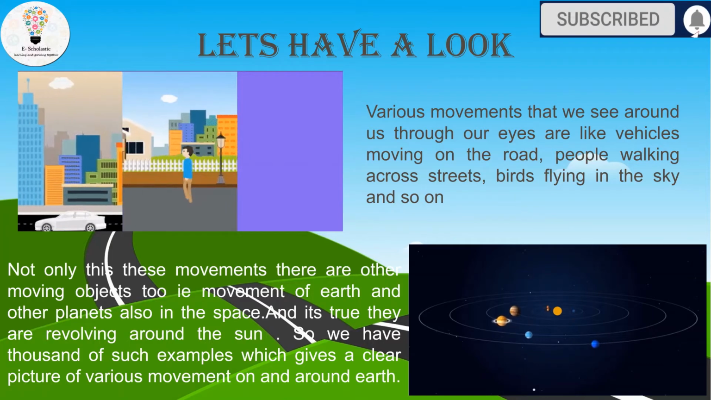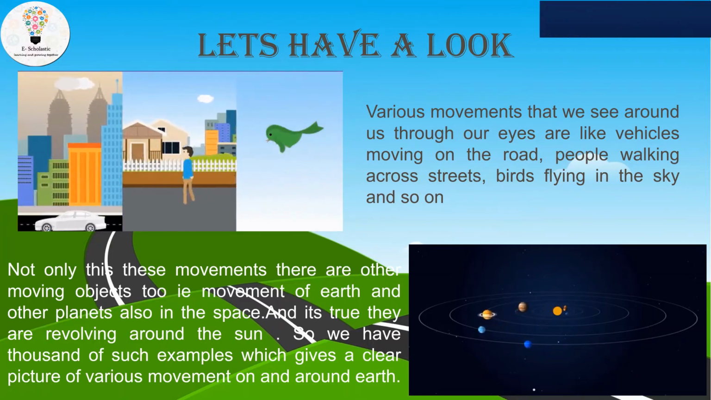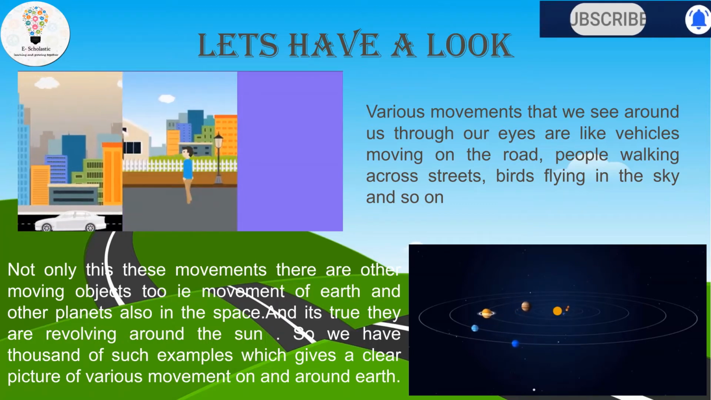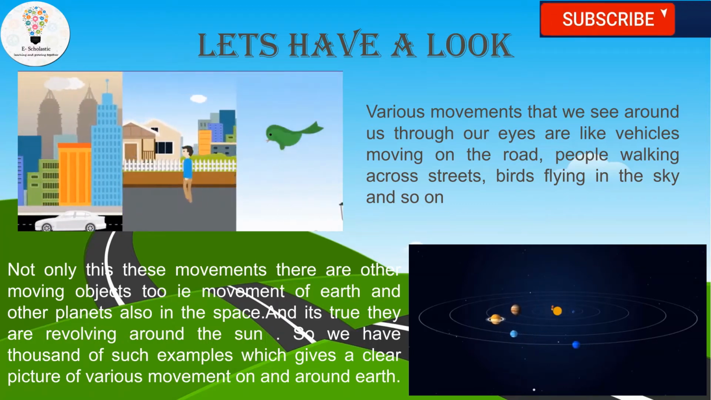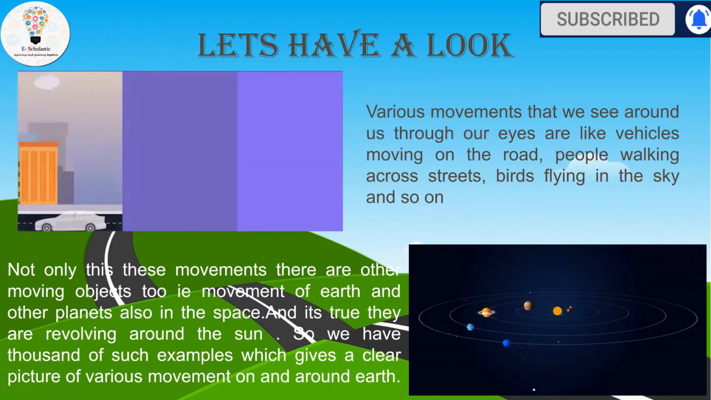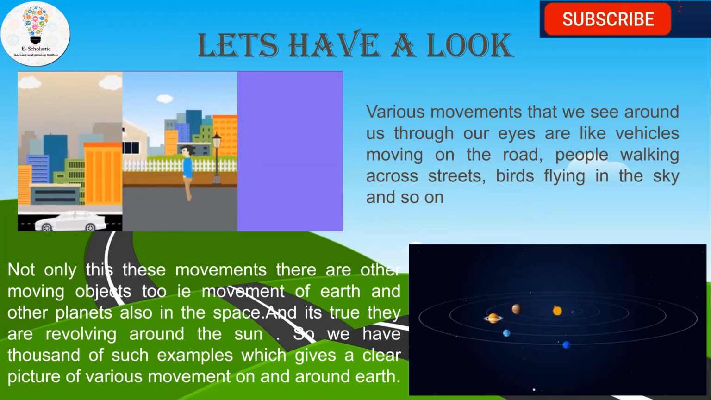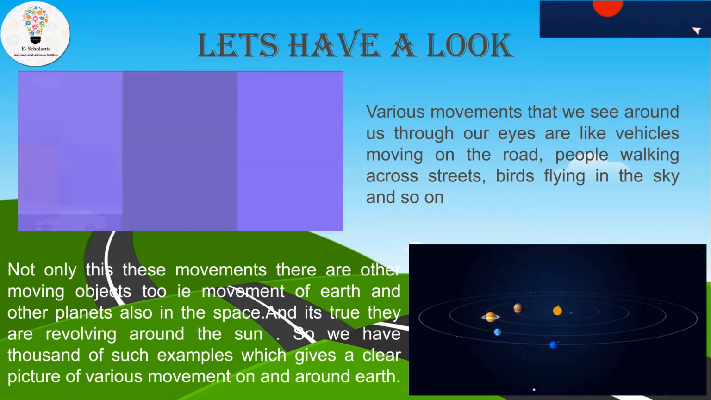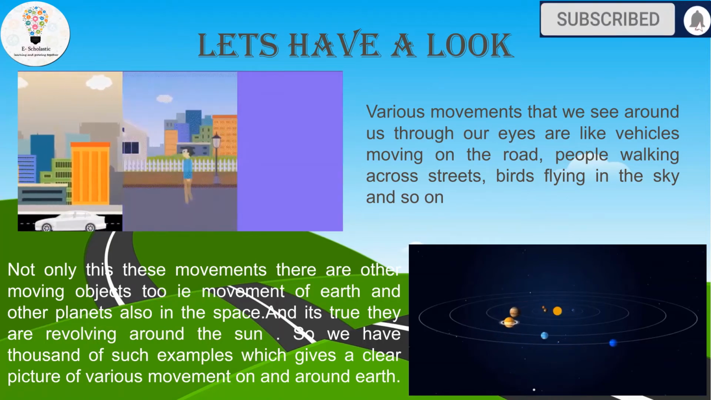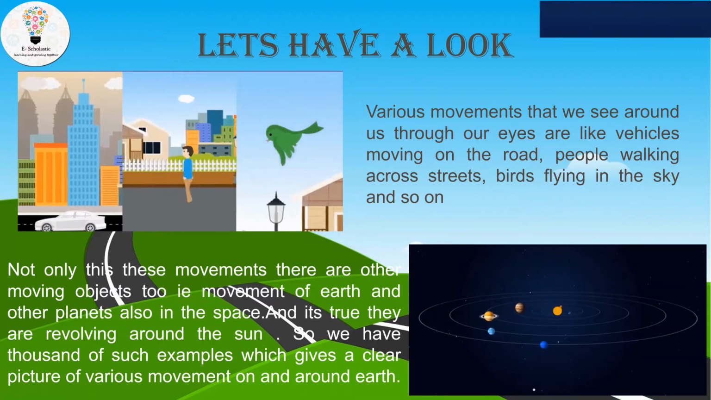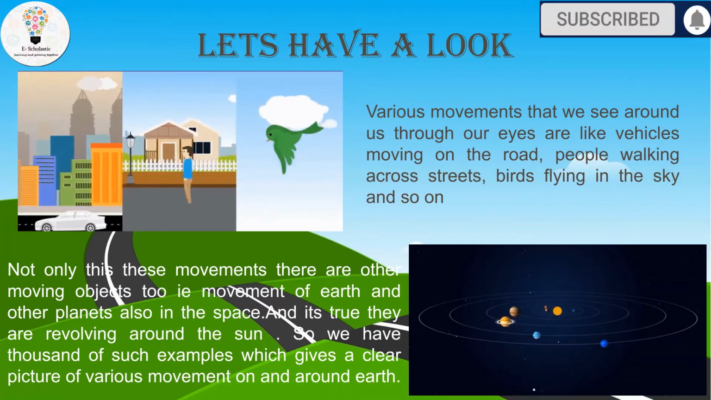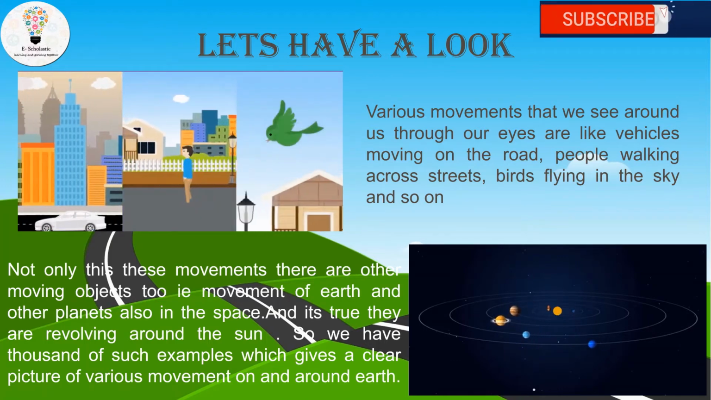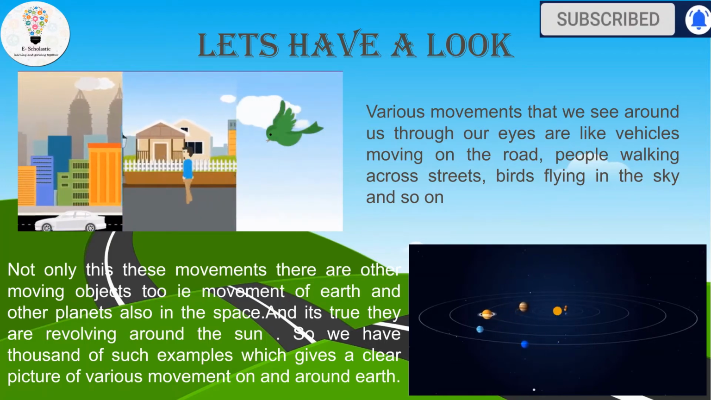Various movements that we see around us through our eyes are like vehicles moving on the road, people walking across streets, birds flying in the sky, and so on. Not only this, we have movements that go on in space too, far away from our sight, that is, the movement of Earth, and other planets also have motion.